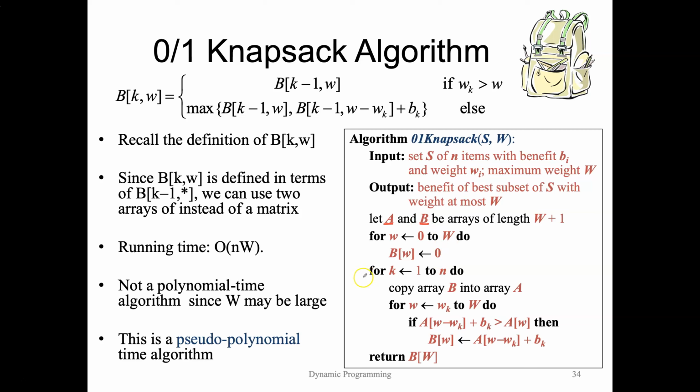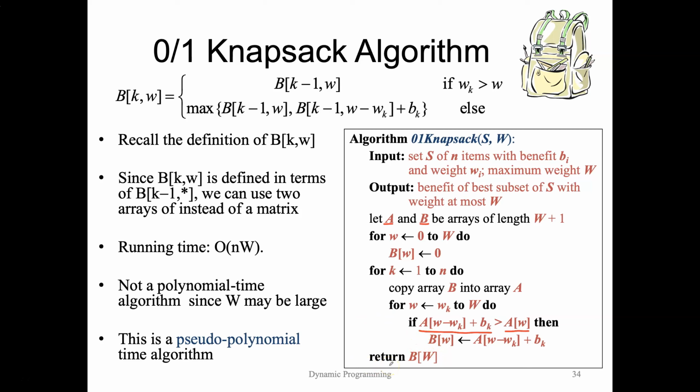Then we'll work our way into filling out the next row, using what we had computed in the previous row to do so. And we'll calculate which we should do. Should we take item k, or should we not take item k? And whichever one of these gives us a larger value is the one that we're going to record in that next array B. And then we'll use this array B in order to help us form the next array, and so forth.